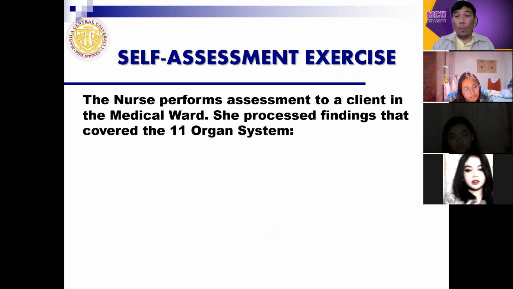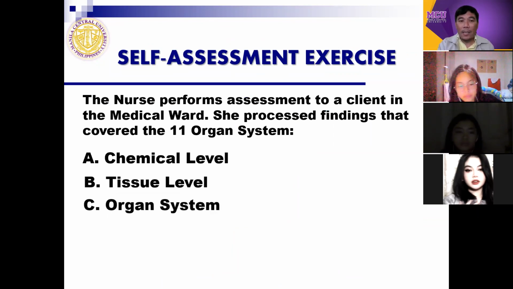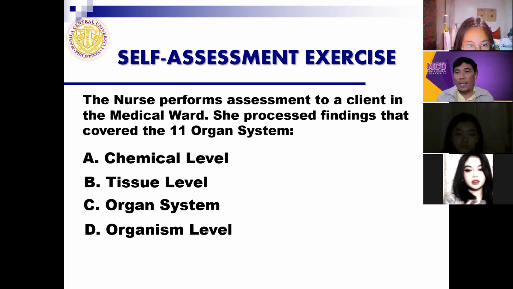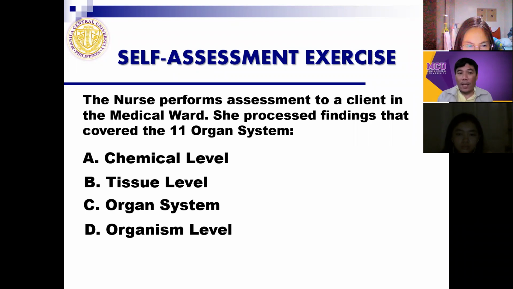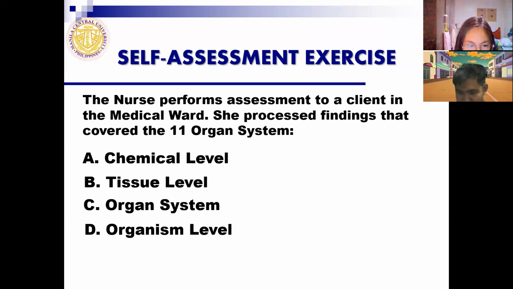Everyone is open to respond with our self-assessment exercise by raising your hand so that I will recognize students who will participate. So let's start. Number 1 question. The nurse performs assessment to a client in the medical ward. She processed findings that covered the 11 organ systems. It means that she covered from the 6 functional and organizational levels: A, chemical level; B, tissue level; letter C, organ system; and letter D, organism level. So I will call the first one who raised her hand, Miss Abante.